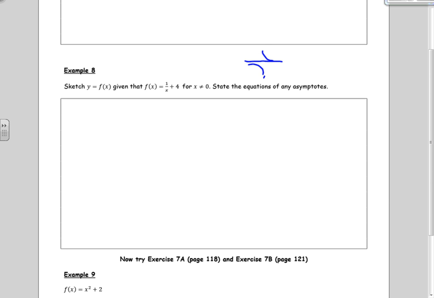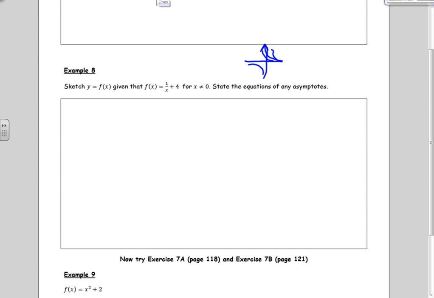where these are our axes. But of course, because we've got y equals, sorry, that doesn't cross the axes, that's just a rough sketch. But of course, because we've got 1 over x plus 4, that means that the asymptote that is usually along the x-axis is moved up by 4.